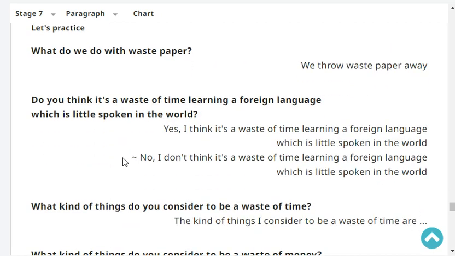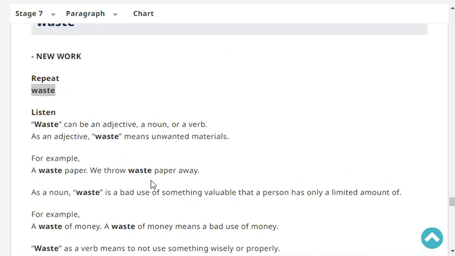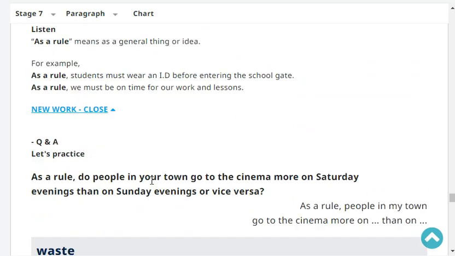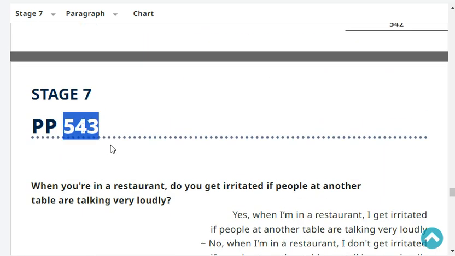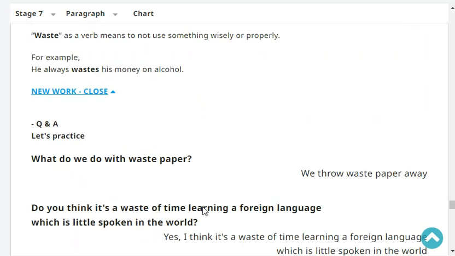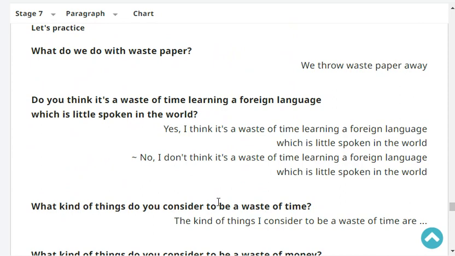Oh, very good. Let's practice. What do we do with waste paper? We throw waste paper away. Very good. Do you think it's a waste of time learning a foreign language which is little spoken in the world? Yes. I think it's a waste of time learning a foreign language which is little spoken in the world.